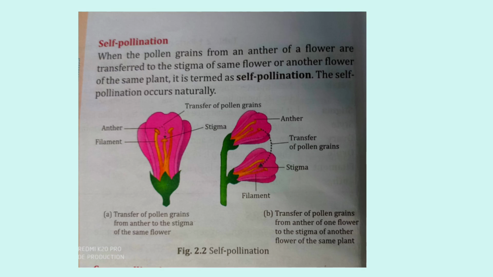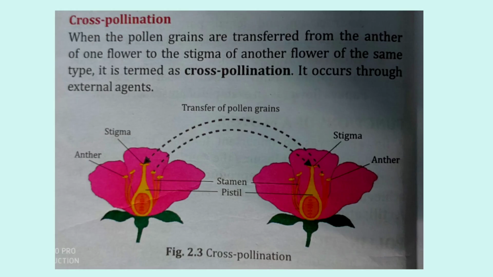So let us understand what is self-pollination. Self-pollination means transfer of the pollen grains from the anther to the stigma of the same flower. This self-pollination usually takes place in bisexual flowers. Now we will be understanding what is cross-pollination. Cross-pollination means pollen grain from the anther is transferred to the stigma of another flower.